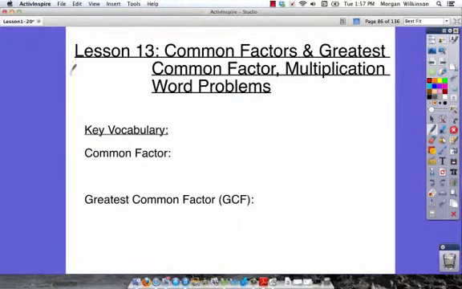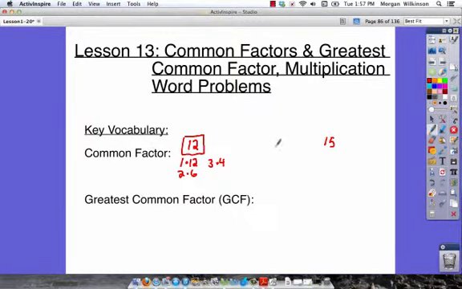So if we had two numbers, let's say 12 and 15, and we want to find the common factors of 12 and 15, we first have to find the factors of 12. Factors just mean what numbers multiply to get to 12. So we could have 1 times 12, 2 times 6, and 3 times 4. Those are all of our factors of 12. Let's box 12 real quick. We've got 1 and 12, 2 and 6, 3 and 4.